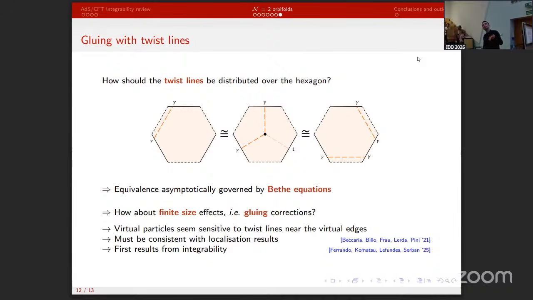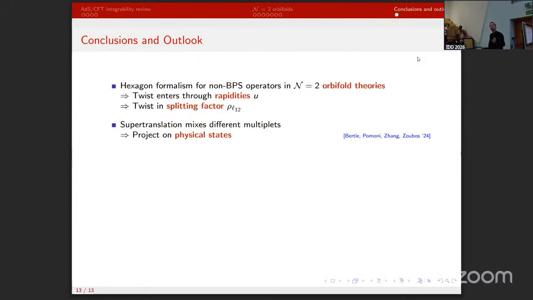some matching from hexagons. They're only for protected three-point functions that are extremal, because these are what is in the literature for the localization results. But still, it would be interesting to understand how this changes in the presence of physical excitations and finite size corrections. Okay, so let me briefly conclude and give a small outlook.